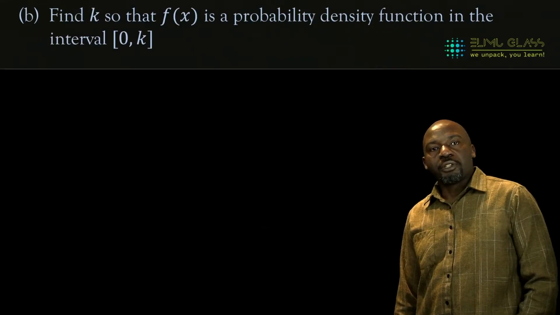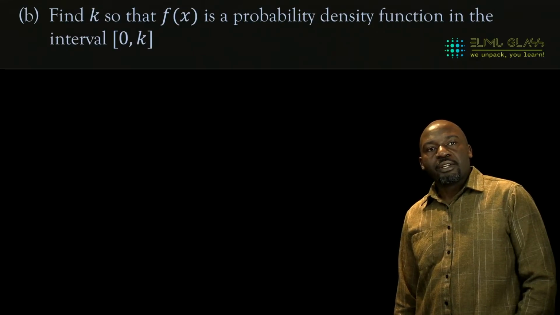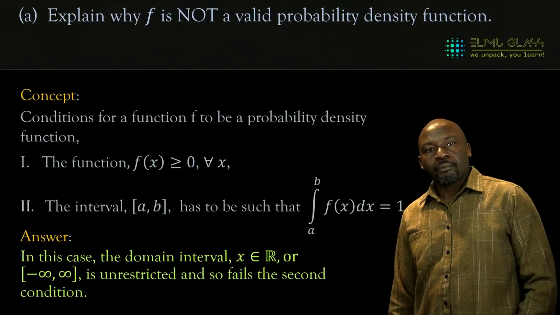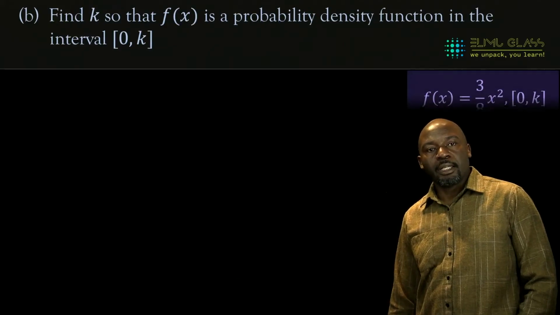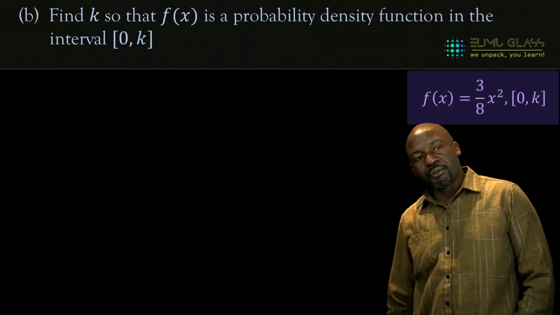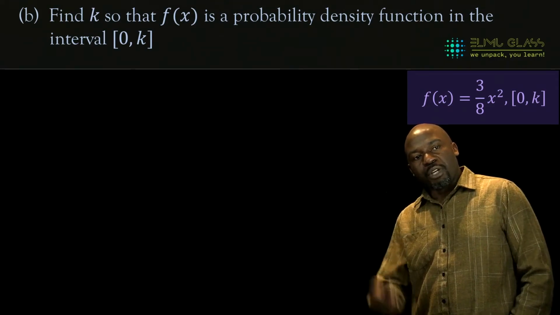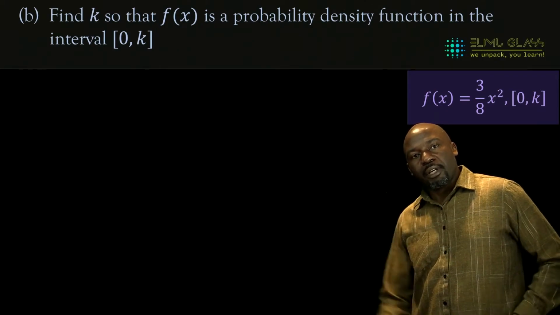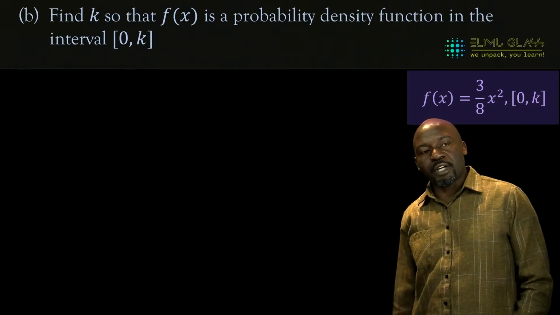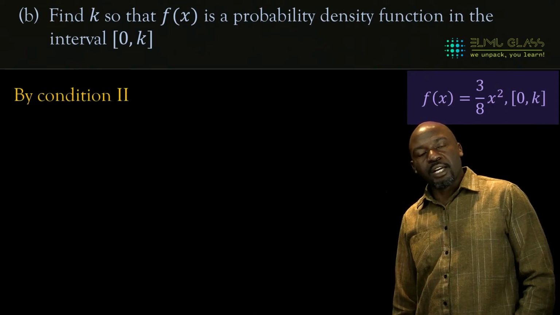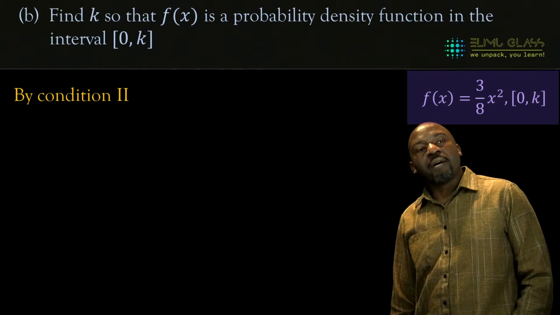The second question is to find the value of k so that f of x is a probability density function in the interval 0 to k. So let's see this. Here is the function. We want to check the interval 0 to k. Because it is a probability density function in the interval 0 to k, we are going to find that integral replacing the upper limit with k.